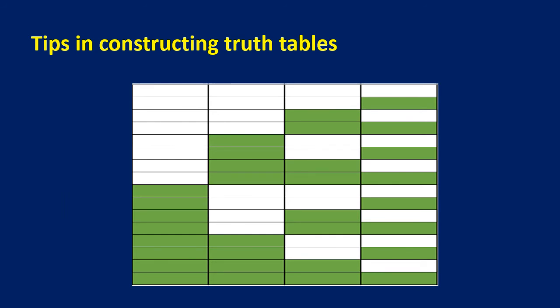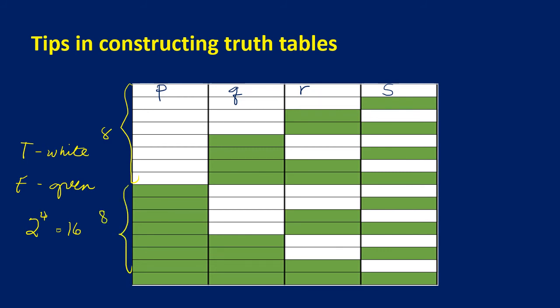So what do the white and the green mean? For example, the white will be true, and then F, that would be the green. So here, in this case, I have four columns. So I have P, Q, R, S, correct? So I have four propositions. So how many rows do we expect? 2 raised to 4 or 16. So as you can see here, we have 16, right? 8 here and 8 here. So what you do for the first column, you divide it into 2.